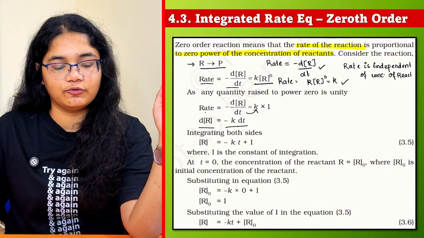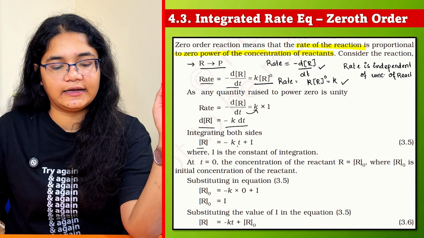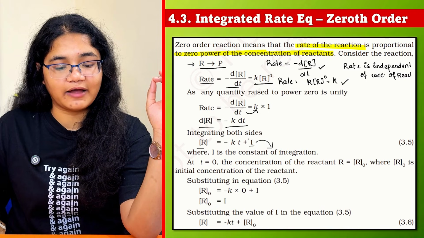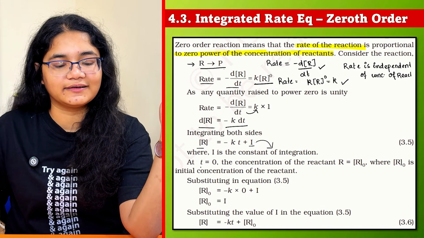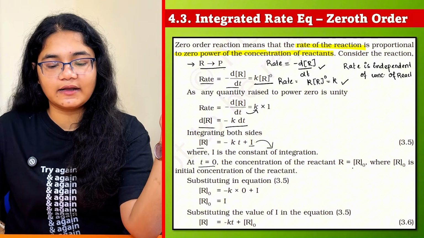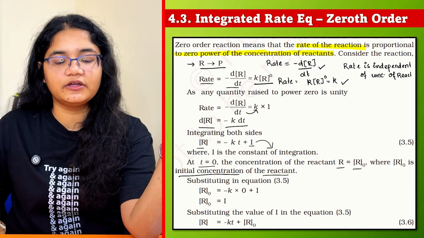Now if you integrate both sides, if you integrate dr, you will get r, and here I will integrate kt plus I. Now remember, I is an integration constant. And to find the value of I, you have to consider time equal to 0. Means when you have just started the reaction, at that time the value will be r naught, where r naught is the initial concentration of the reactant.